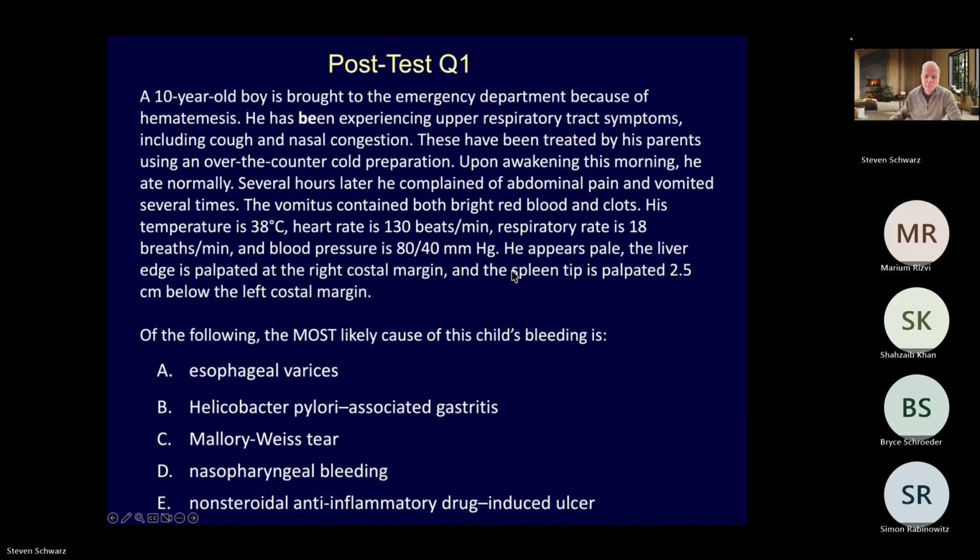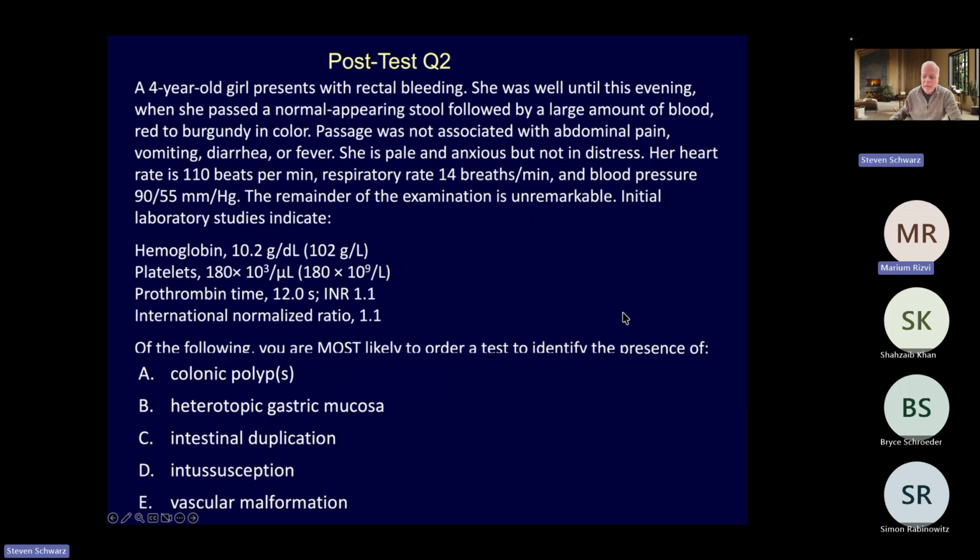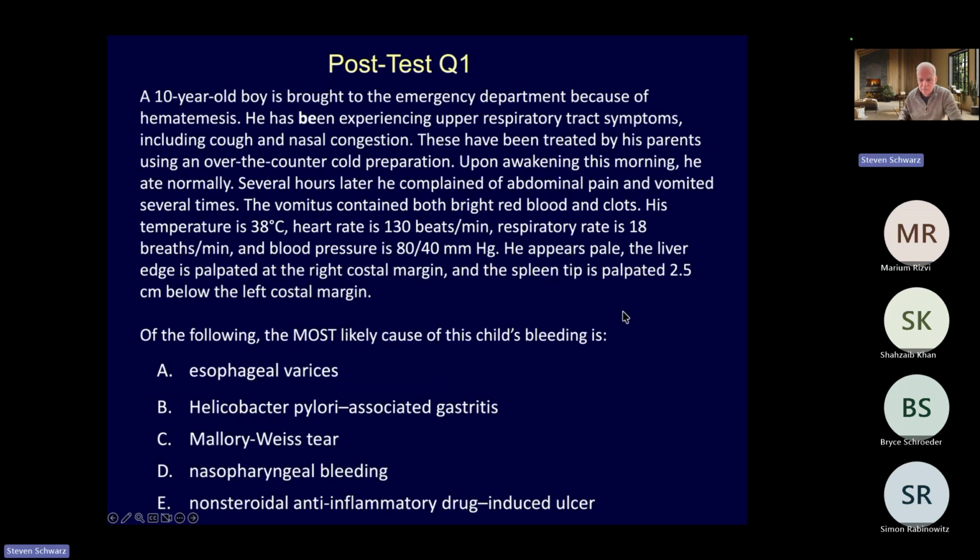A, because it's clean. Why esophageal varices? Because of portal hypertension. Excuse me? Because it says a spleen tip is palpated. Yeah, he's got splenomegaly. Right. He's got varices. Again, there's no information in the stem that isn't significant.